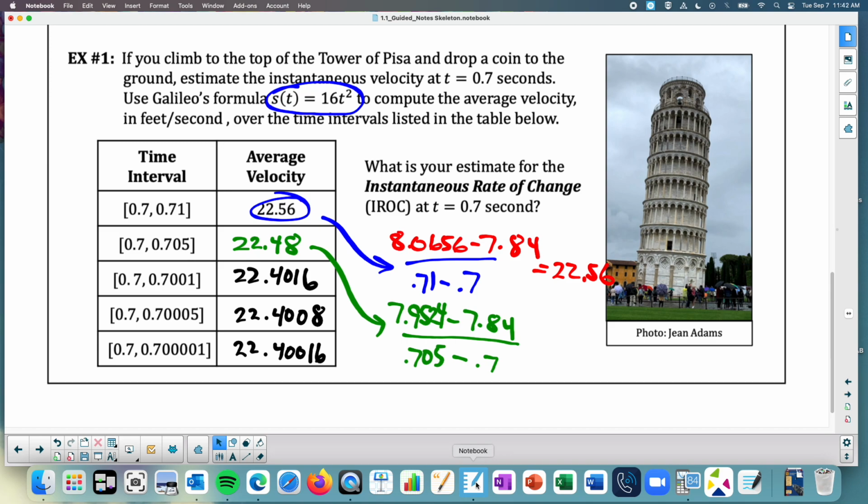Sophie. Okay. Sophie, if we had to guess or estimate what the instant velocity was at 0.7 seconds, what would you guess? What are these numbers turning into essentially? If we look at the answers, we got 22.56, 22.48, 22.4016, 22.4008, 22.40016. What are they getting closer and closer to? Perfect. I would estimate the instant velocity would be 22.4.